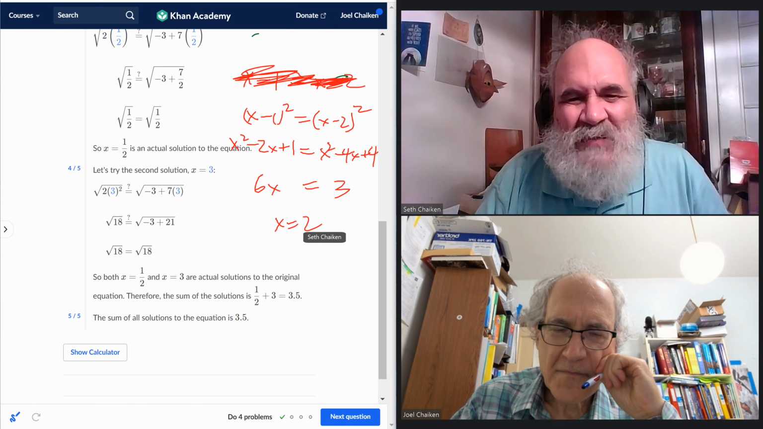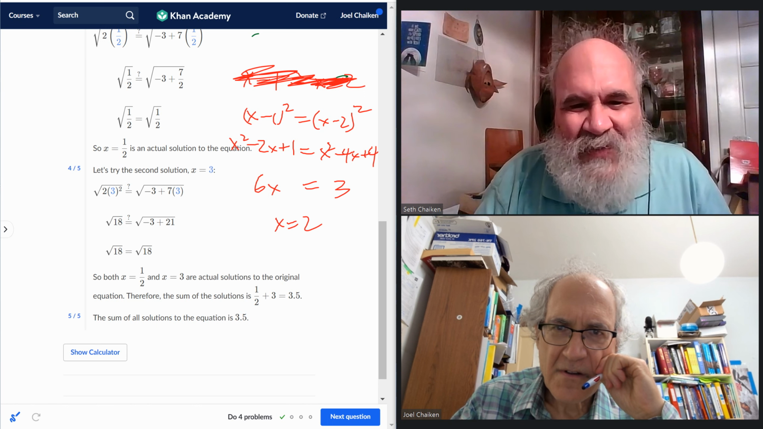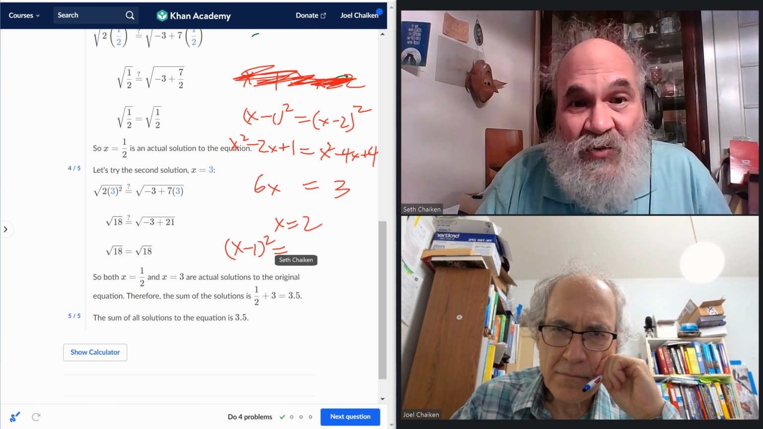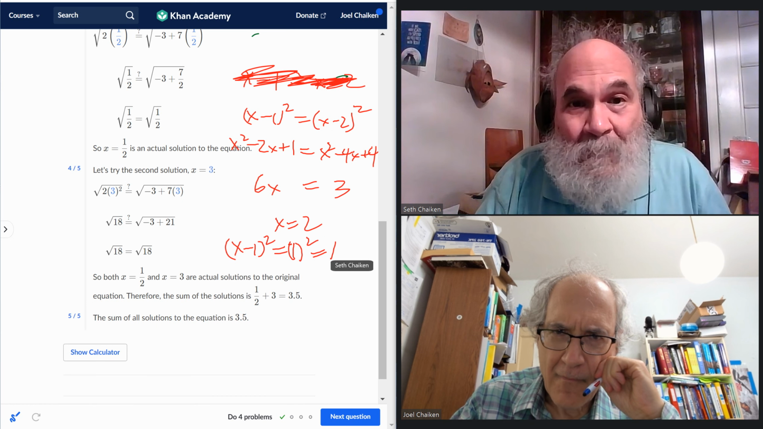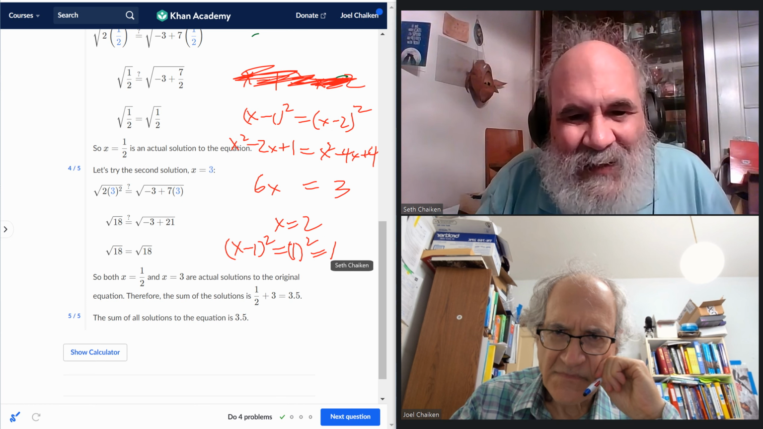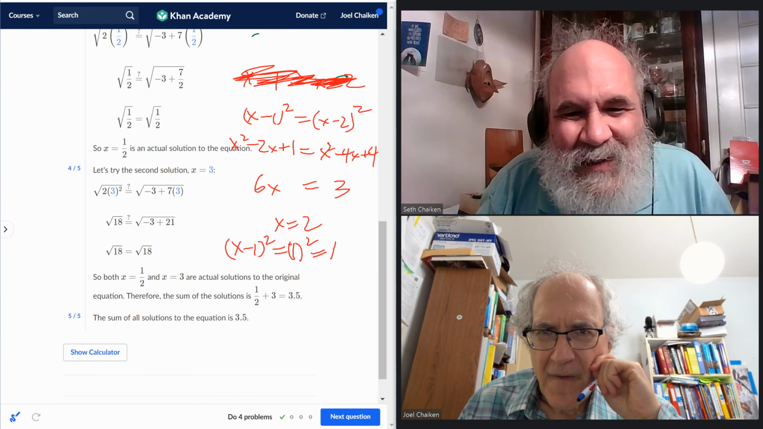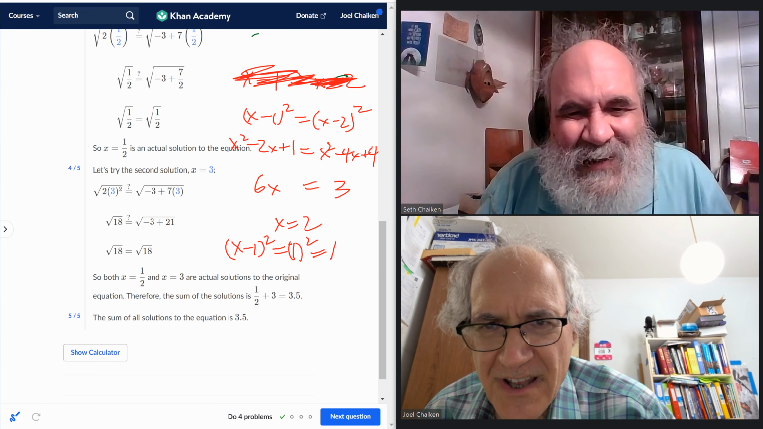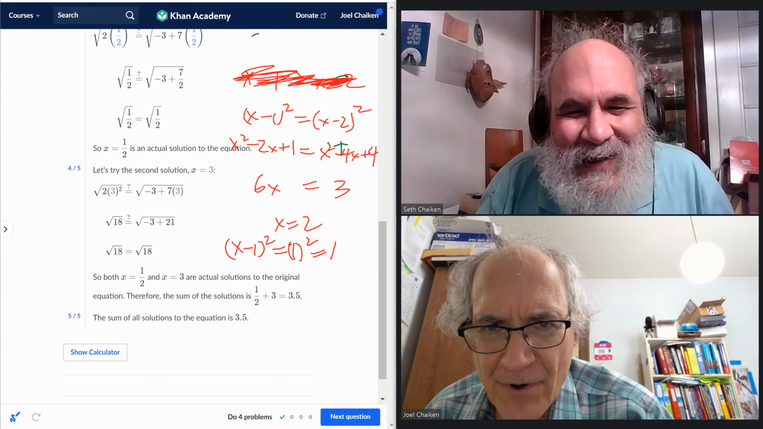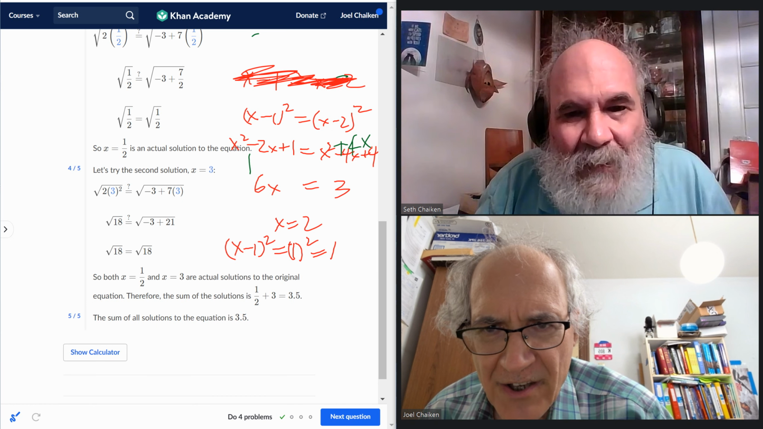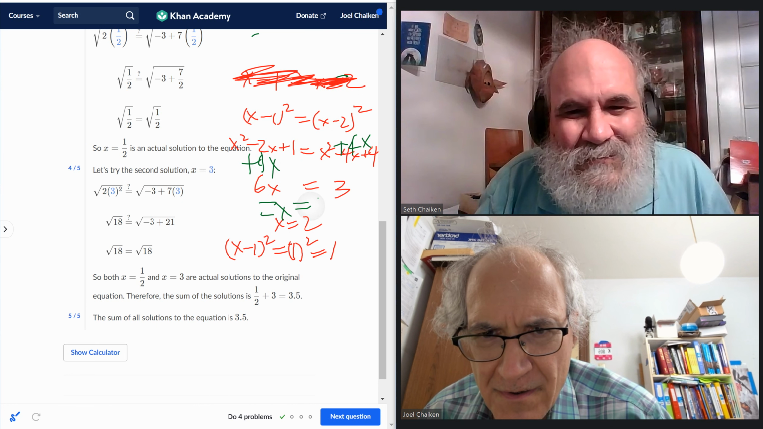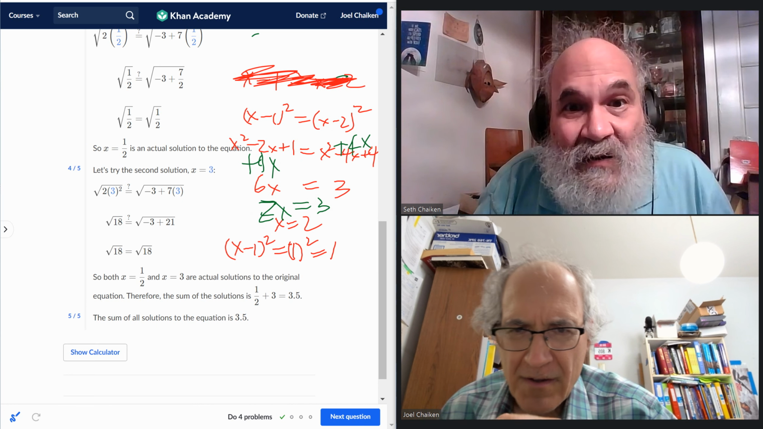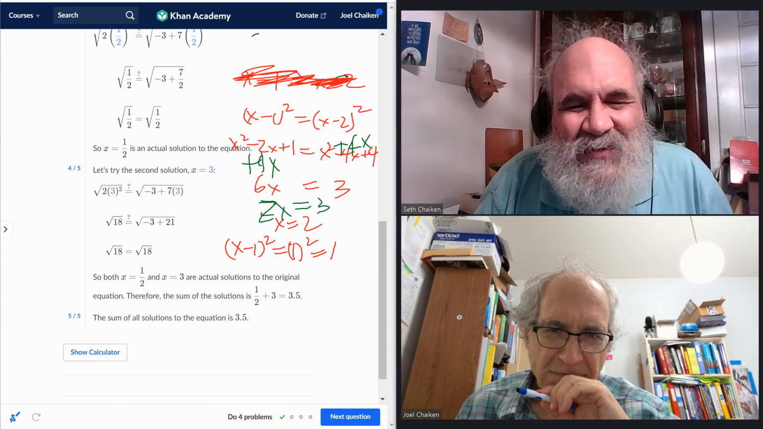Let's check the solution. If x equals 2, x minus 1 squared equals 1. Seth, no. What are you doing? If you're adding a 4x here and you're adding a 4x here, then this is 2x equals 3. Oh yeah, let's scribble this out.